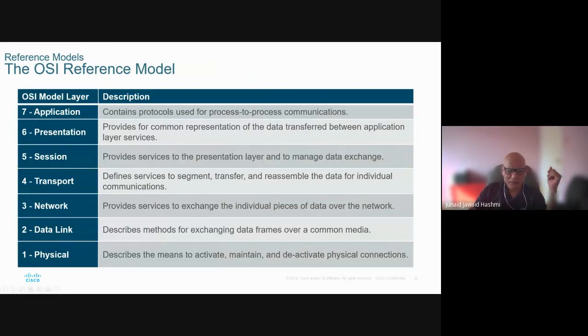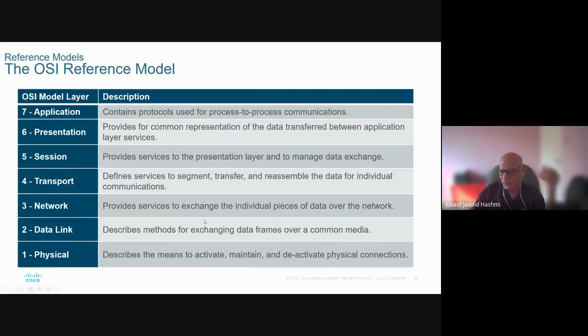So these are the different layers, and this is what they do. The application layer contains protocols that are used to process communication between devices. Presentation is used between application and session, and is also used to manage data exchange. These are different protocols, and they deal with different devices.